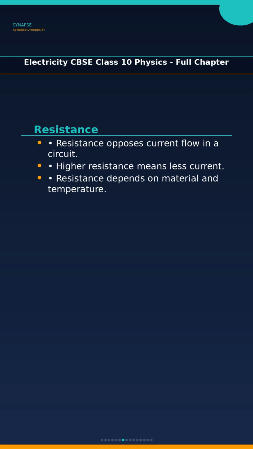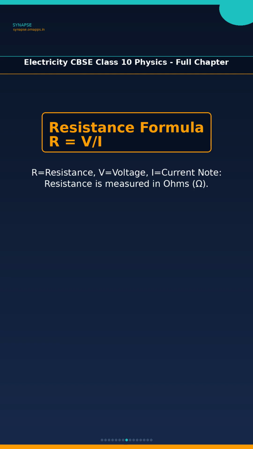Next, we have resistance. Resistance is what opposes the flow of electric current. Think of it like friction. The higher the resistance, the less the current will flow for a given voltage. Resistance depends on the material of the wire and its temperature. The formula for resistance is R equals V divided by I. R is resistance, V is voltage, and I is current. Always remember that resistance is measured in ohms, represented by the Greek letter omega.